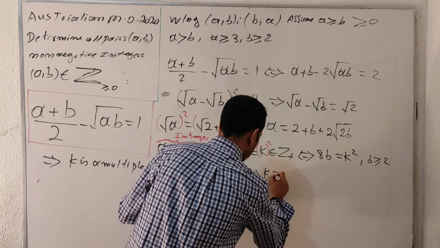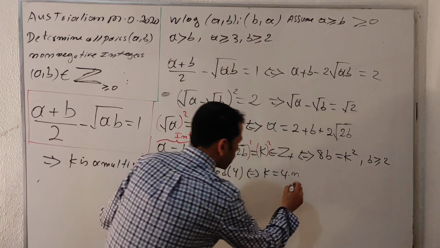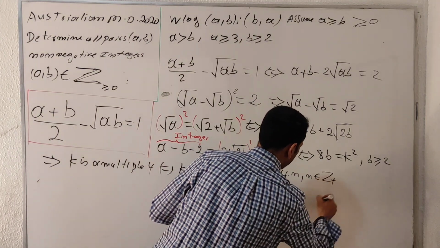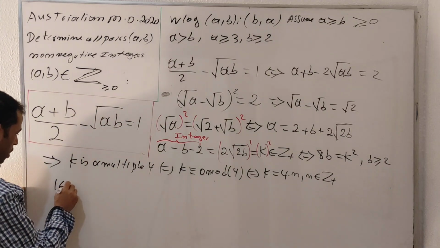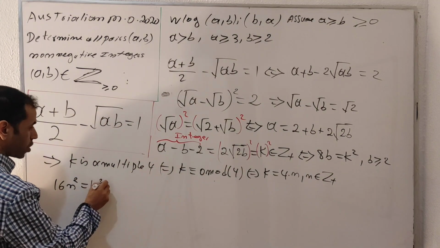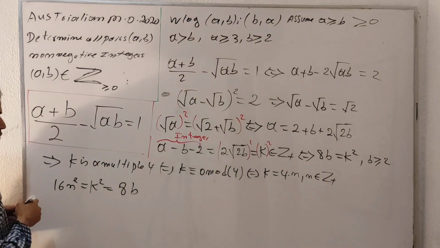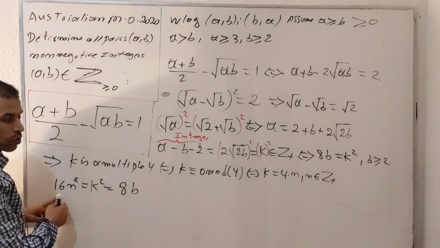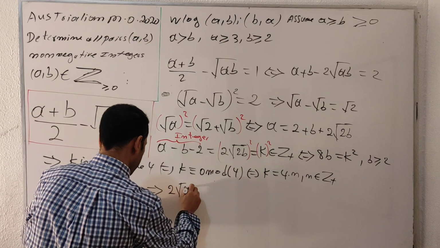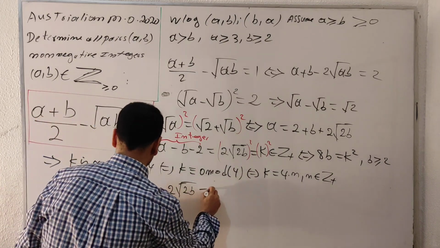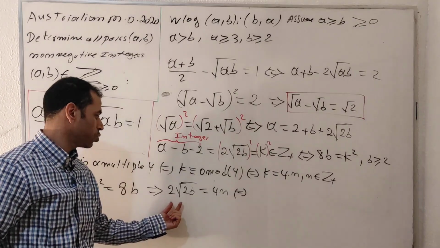Equivalently, k equals 4 multiplied by n, because k is a multiple of 4, whereas n is some positive integer. Okay, then I'm going to square both sides. I will get 16n square equals k square. As we know, k square equals 8b. Okay, and I'm going to take the square root on both sides. I will have 2 square root of 2b equals 4n.